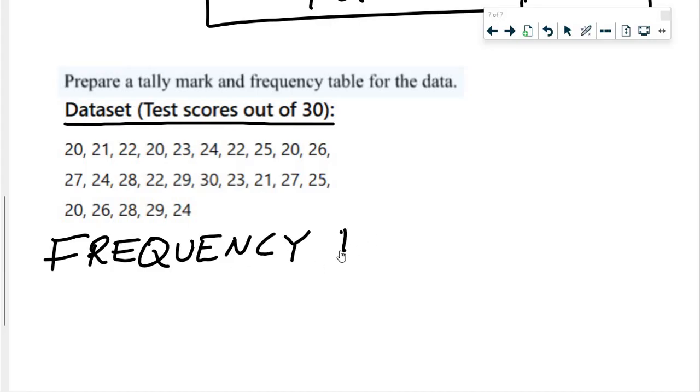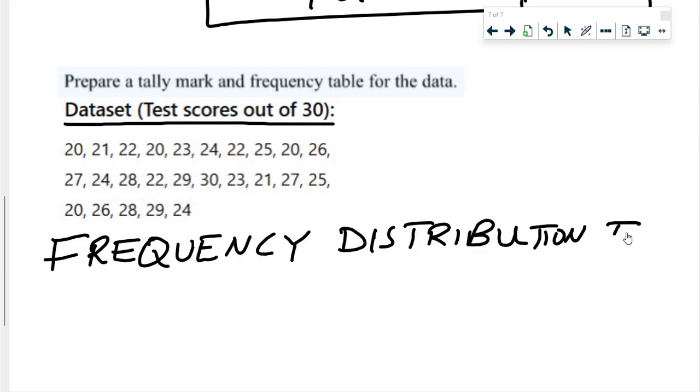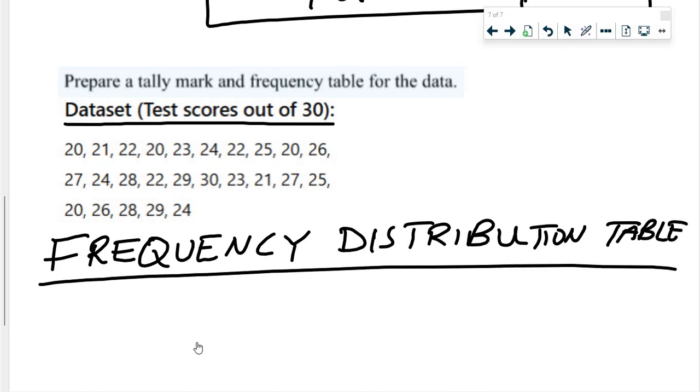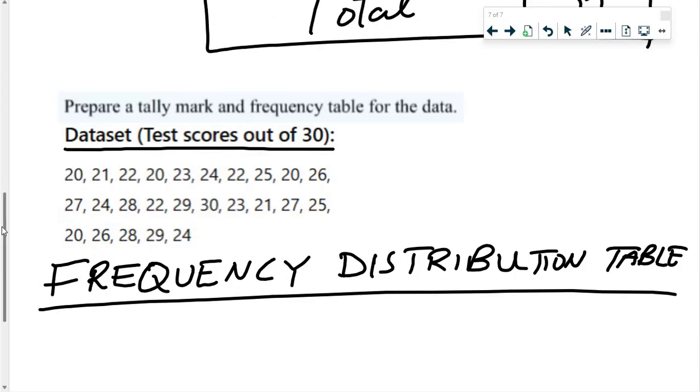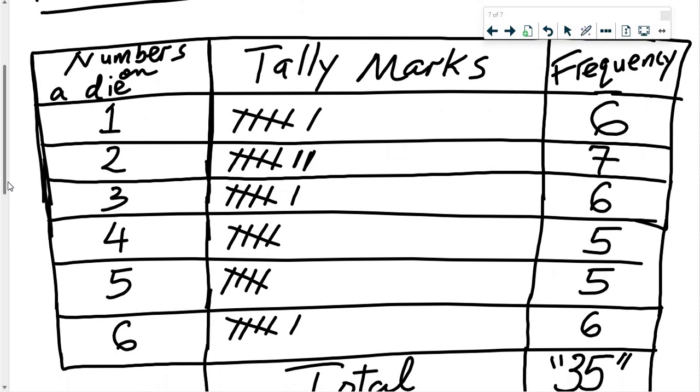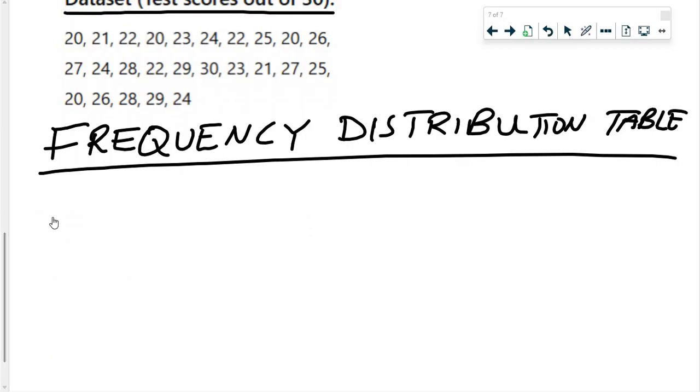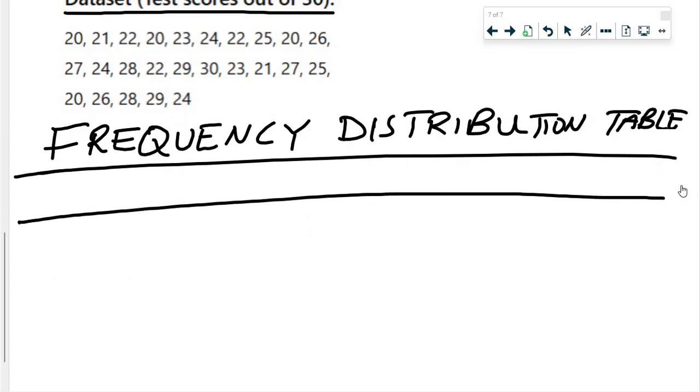So that is a frequency distribution table. Now, like as I said, a frequency distribution table has 3 columns. So, go ahead drawing the 3 columns. You draw the 3 columns.